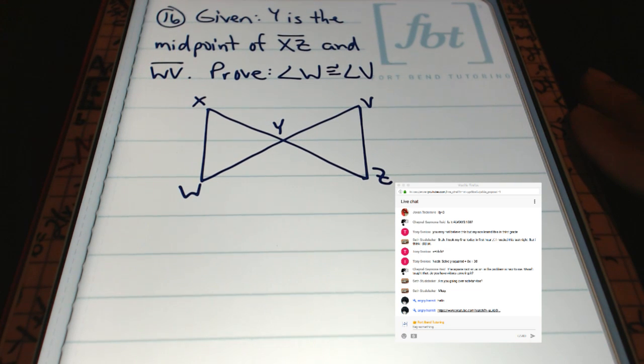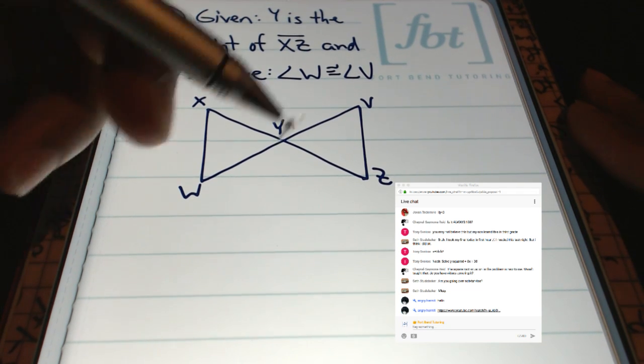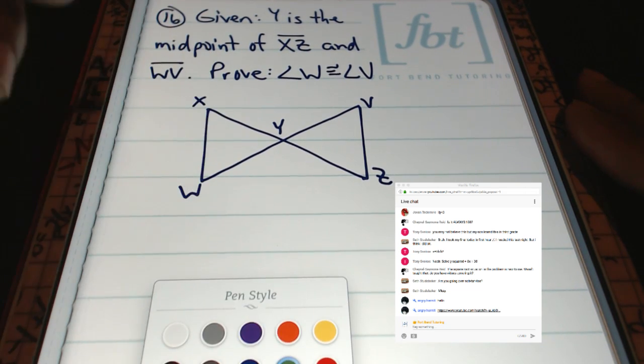Problem number 16. We are given that Y is the midpoint of side lengths XZ and WV. Prove that angle W is congruent to angle V. Let's check that out, guys. Let's go ahead and start by filling in this diagram.